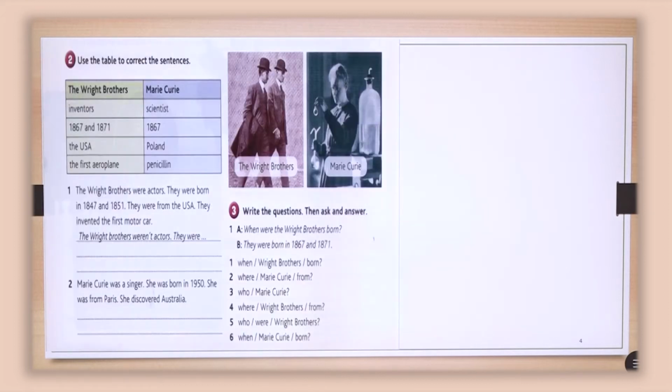Let's move on. Here we have 2 inventors, actually 3, because the first 2 ones are brothers, the Wright brothers, and the other one is Marie Curie, the other scientist. So we have inventors and scientists. In the table, you have the facts about these inventors and scientists.